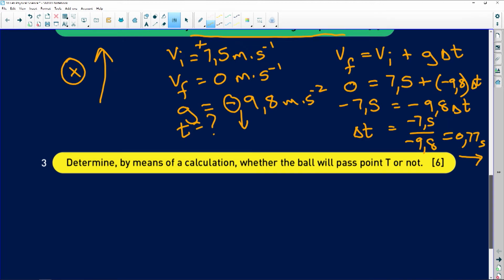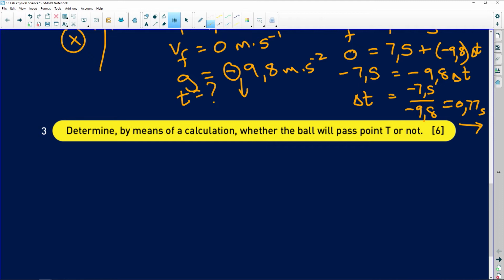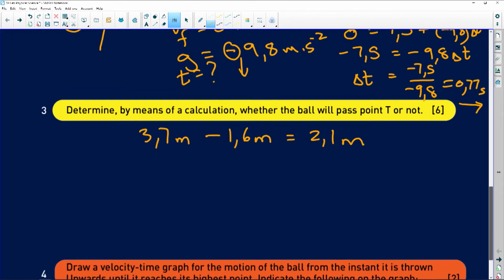Now they want us to determine whether the ball will pass point T or not. So now the total height was 3,7 meters from the ground to point T. And the ball was thrown up from 1,6 meters. So in other words, we want to see, can the ball rise by that? And if I do my calculations properly, that is going to work out to 2,1 meters.